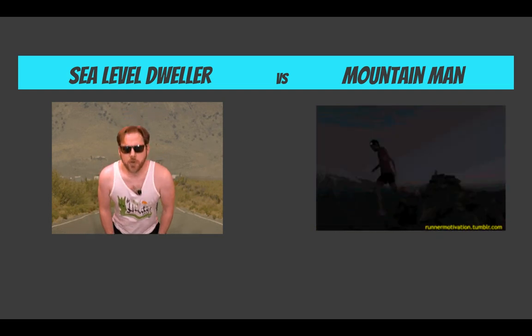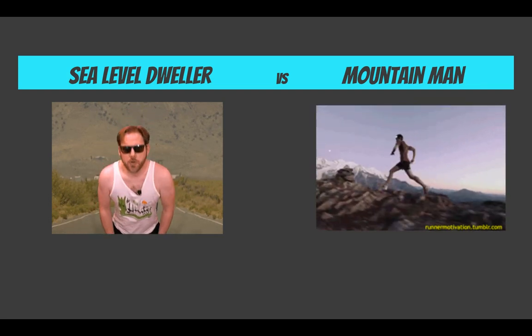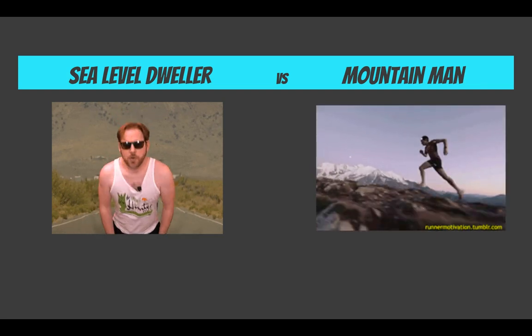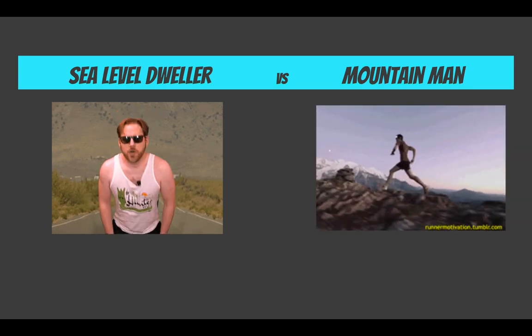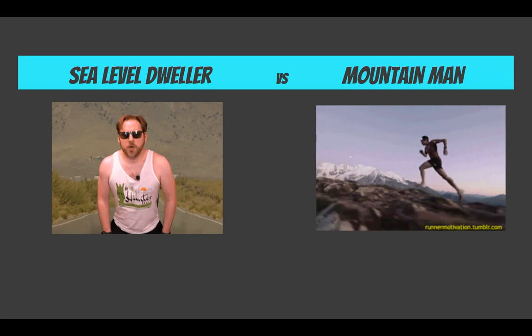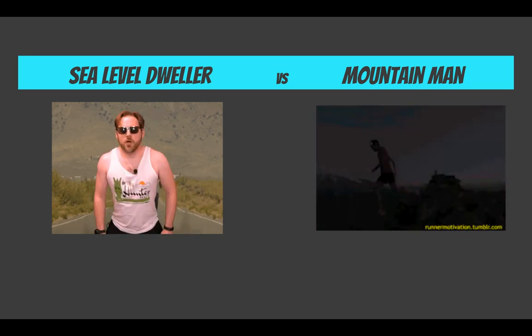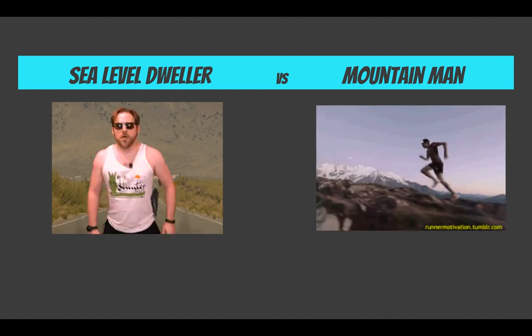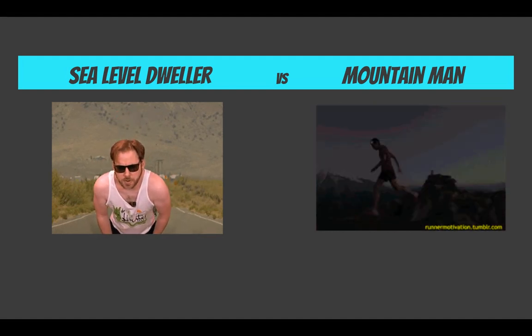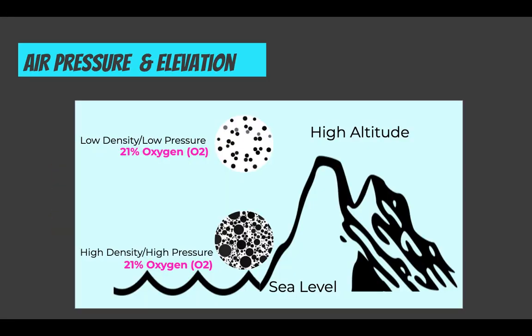This is kind of a funny meme here, but basically you have a sea level dweller. That's a person who has spent most of their life at sea level. Therefore, they're used to a lot of air pressure, whereas a mountain man is used to less air pressure, right? Because, again, at a higher altitude, there's less air pressure.